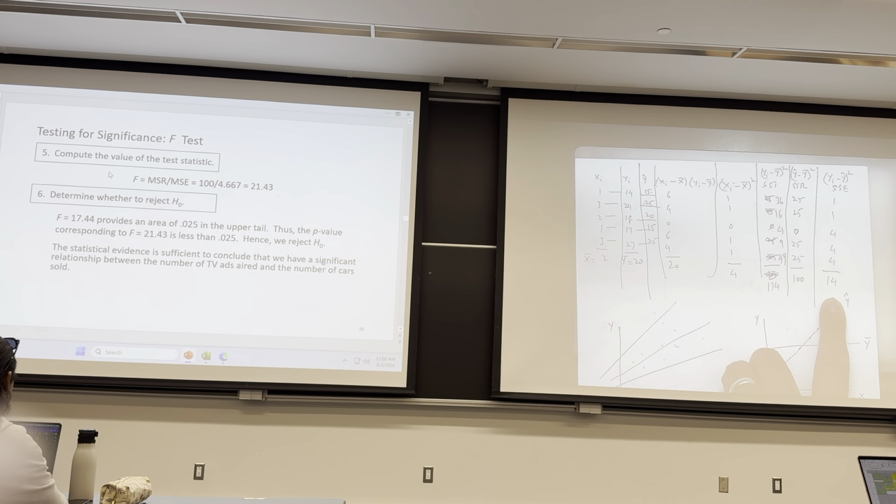Now the denominator is MSE. MSE is just like variance, the variance around the regression relationship. Now how do you get it? It is SSE divided by n minus the number of variables, or in this case n minus 2. So I'm going to take 14 divided by 3, because 5 minus 2 is 3. That is going to give me 4.667. And the answer is 21.43.